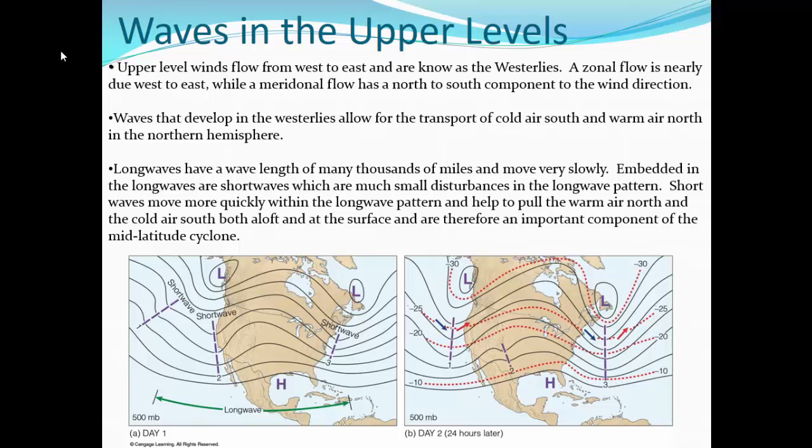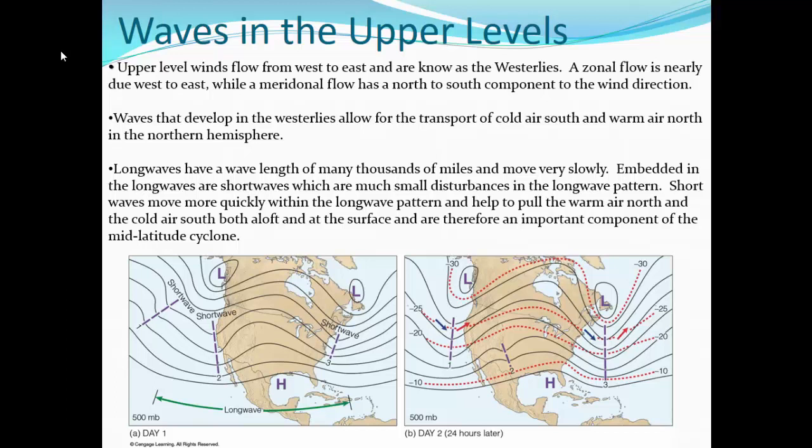So upper level winds flow from west to east, and they are known as the upper level westerlies. A zonal flow is nearly due west to east, while a meridional flow has a north to south component to the wind direction. Waves that develop in the westerlies allow for the transport of cold air south and warm air to the north. Those long waves have a length of many thousands of miles, the wavelength from trough to trough or from ridge to ridge, crest to crest, and move quite slowly.